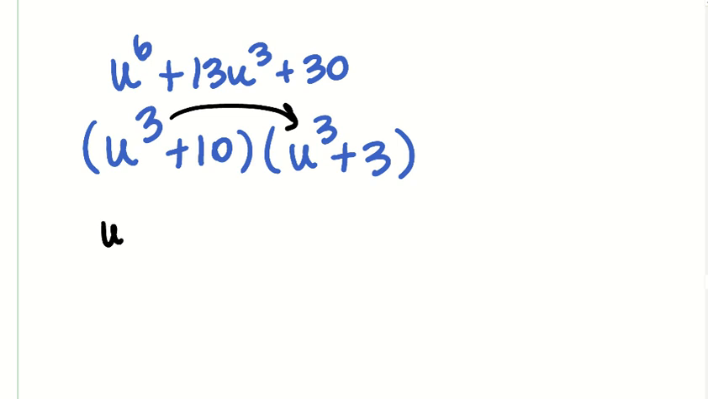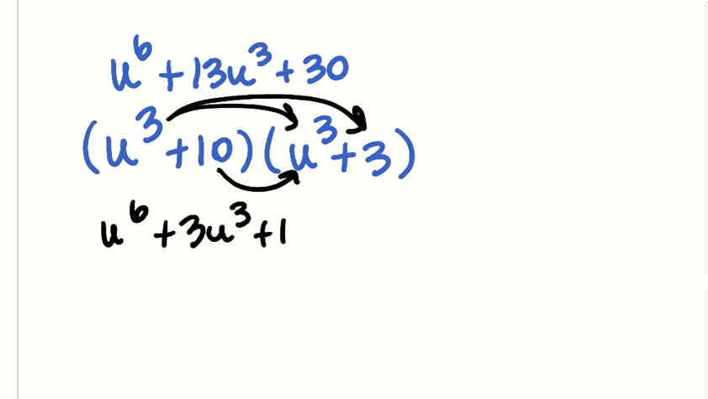So u to the third times u to the third is u to the 6. Okay, that's 3u to the 3, 10u to the 3, and 30. So that's always a good thing to think: maybe you can mentally check and see, have I factored this thing right? Because that is maybe a factoring object we did not encounter in the first semester.